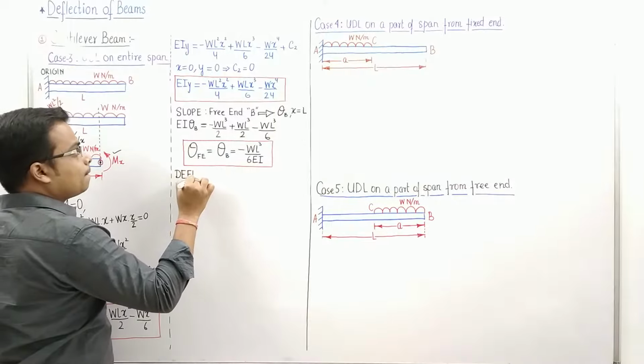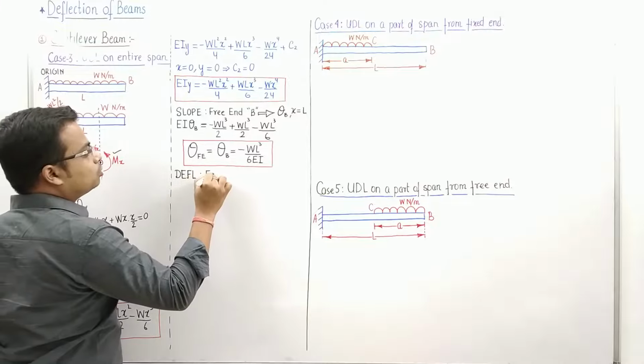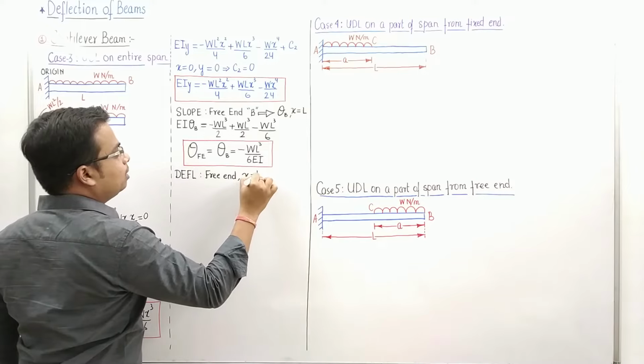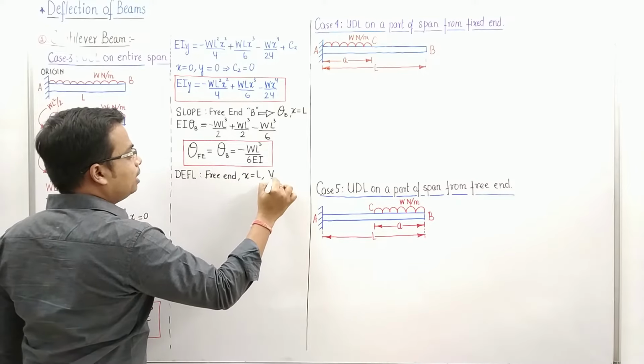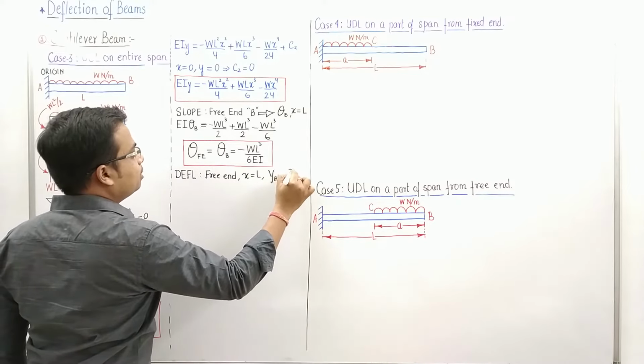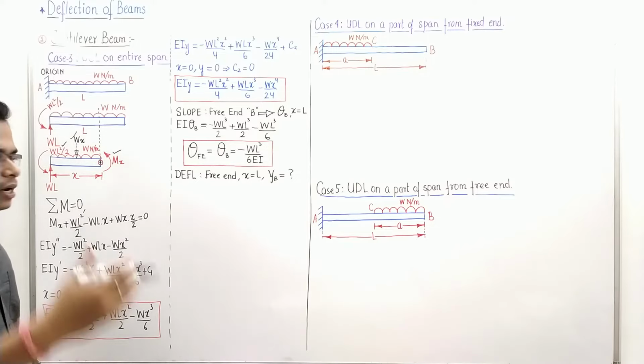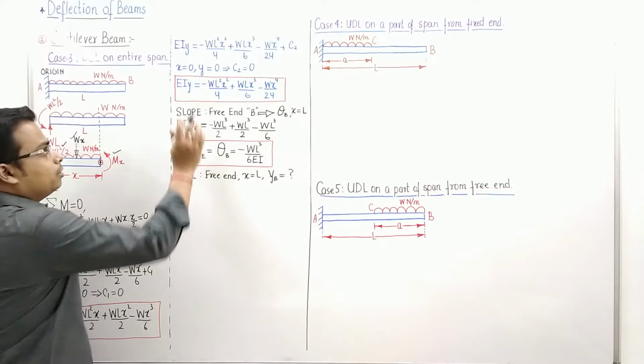Deflection, and you have got to do this for the free end, and for the free end you know that x is going to be equal to L. तो चलिए देखते हैं. हमको निकालना है deflection at the free end, that is at B, is equal to how much? Okay, we don't know this. Let's try to work it out together. Now you just take a look at this equation.